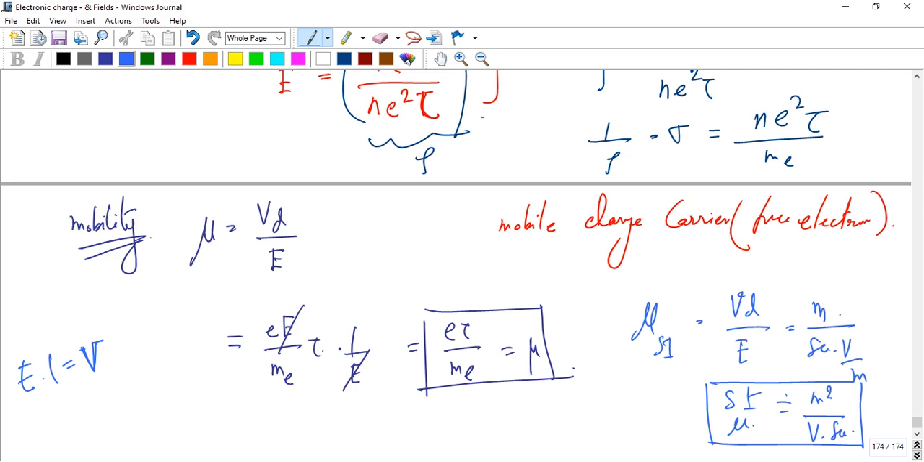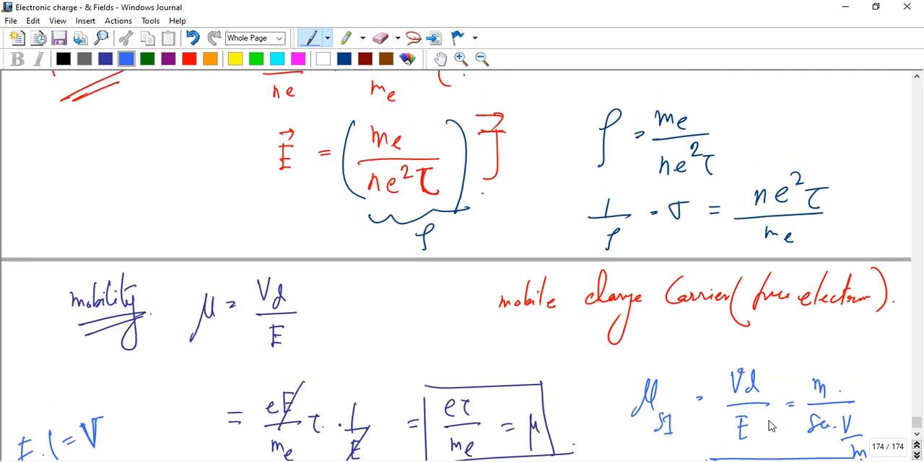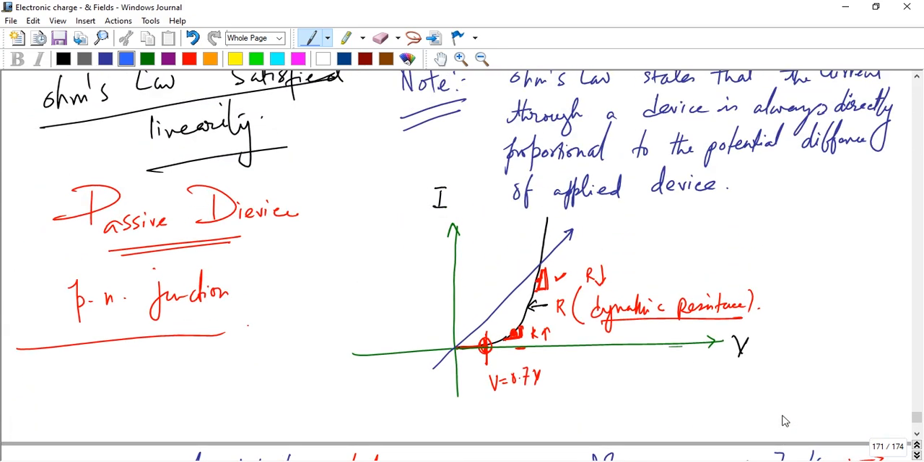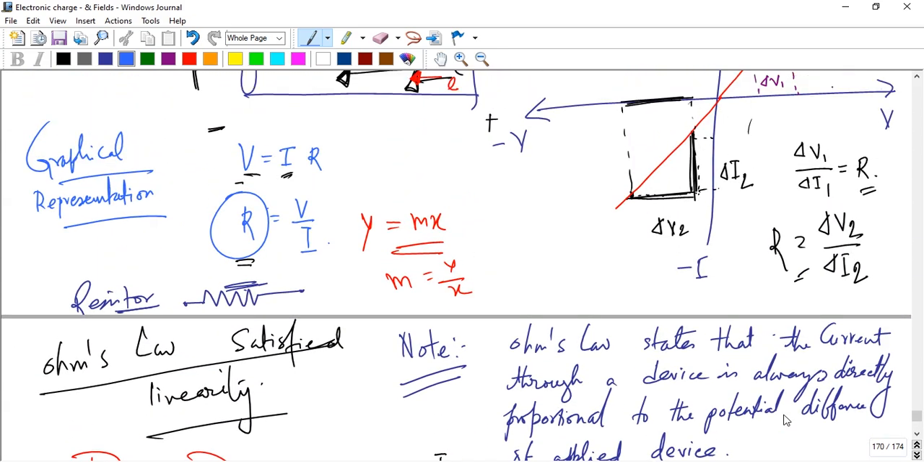So today we discussed mobility, current density, Ohm's law, the microscopic view of Ohm's law, resistivity and conductivity. That's the basics of current electricity. Next class we will discuss potential difference or electromotive force, the factors of a resistor, and the importance of resistor and resistance. Thank you.